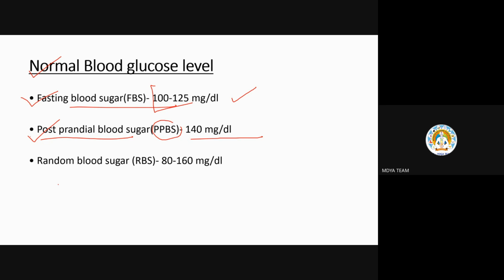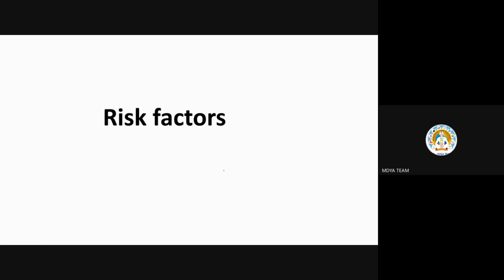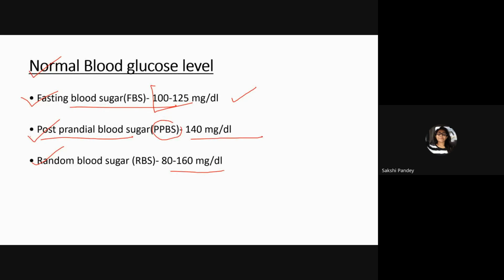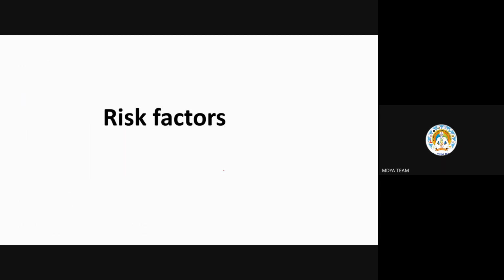Okay. Then random, whenever we randomly take the sugar levels at any time, it should be between 80 to 160. Now, ma'am, what did you tell about postprandial? After just the food? Just after the meal, yes. Okay. Yes. So this is simple, you just have to learn it.